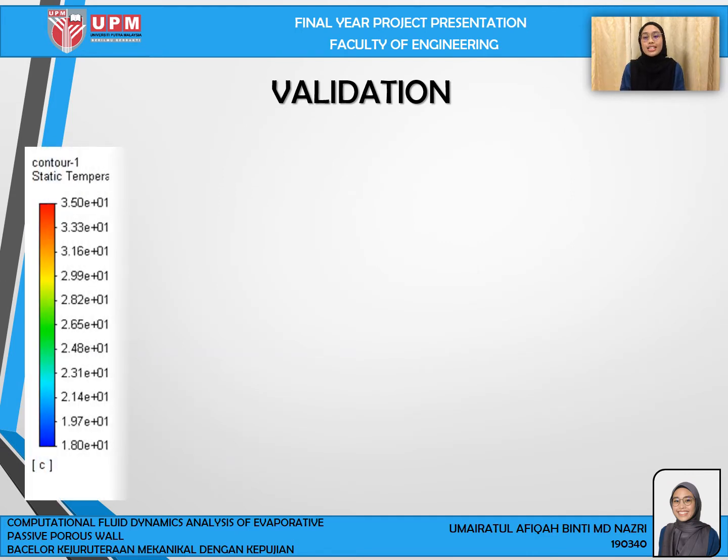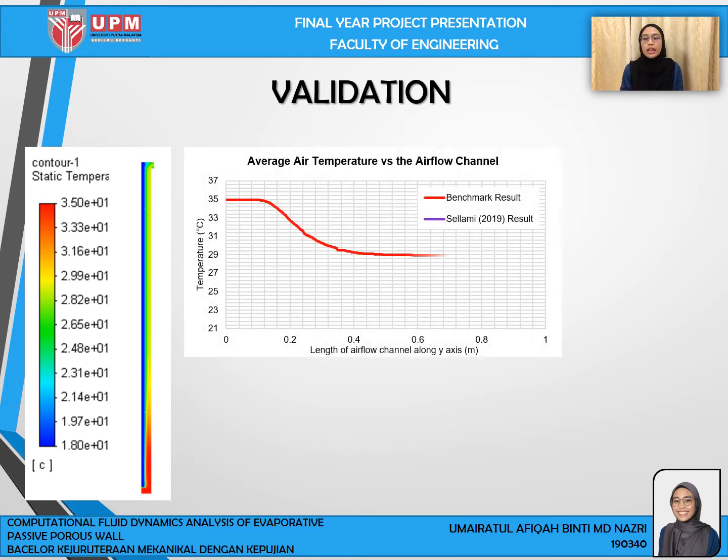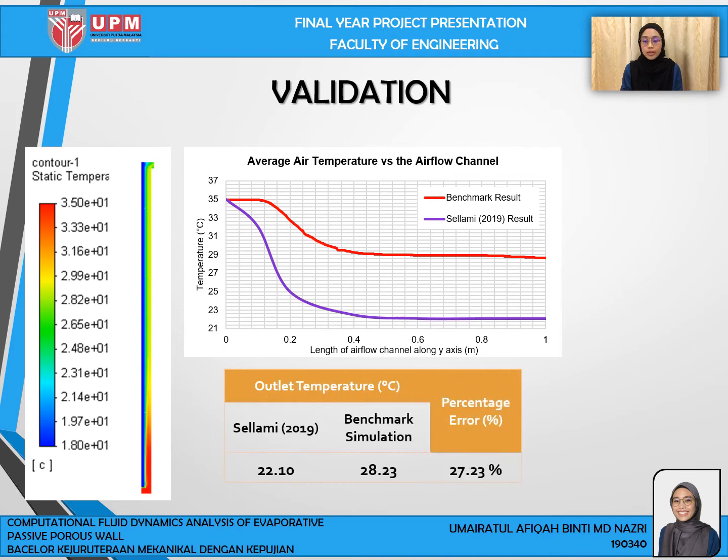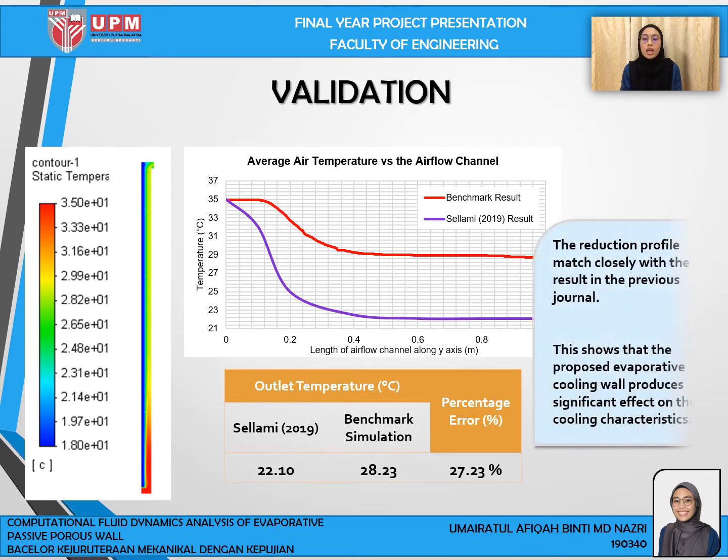Next, we will further discuss the validation results. Here is the temperature contour for the simulation of validation. And here is the graph we obtained comparing the benchmark result with the previous study. We obtained the percentage error of 27.23%, which is quite huge, but the reduction profile matched closely with the result in the previous journal. So this shows that the proposed evaporative cooling wall produces a significant effect on the cooling characteristics.